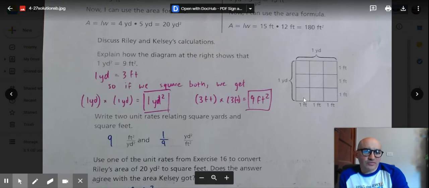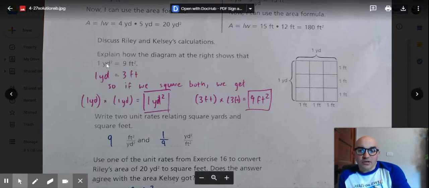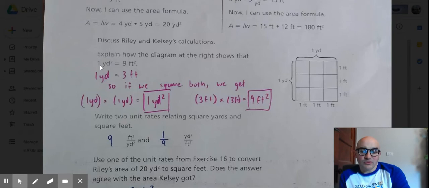So here's our diagram to the right. As you can see, we've got measurements out 1 foot, 1 foot, 1 foot. They did a nice handy thing. They tell us, hey, look, one long length from top to bottom, or the entire height of this square, is 1 yard. And similarly, the length of this square is 1 yard. And so what they're asking us to explain is how we find 1 yard squared equals 9 feet squared.